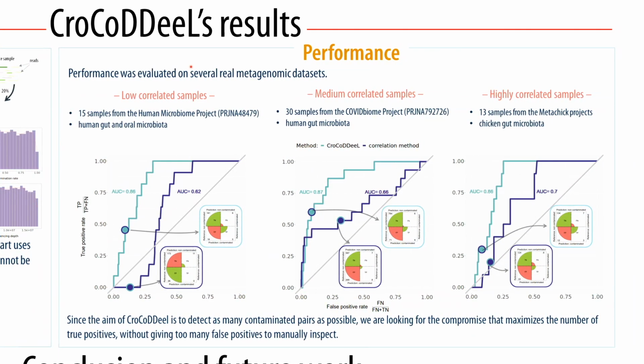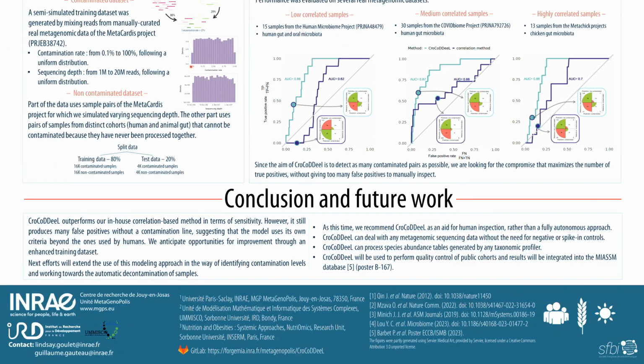Performance was evaluated on three real datasets. First, we can confirm that the correlation method doesn't work for low-correlated samples. Next, we can clearly see that Crocodile outperforms this method in terms of sensitivity for the three datasets. However, it still produces many false positives without a contamination line. This suggests that the model uses its own criteria beyond the ones used by humans.